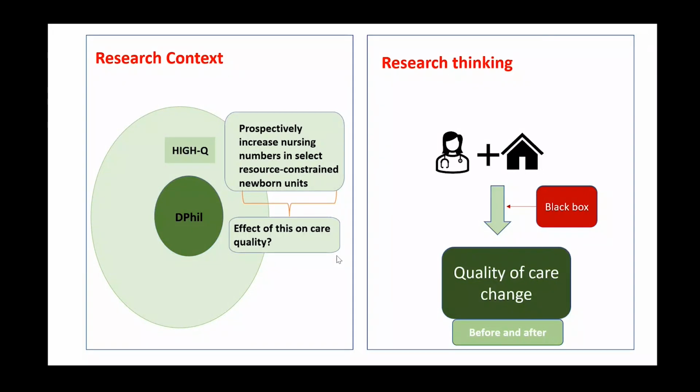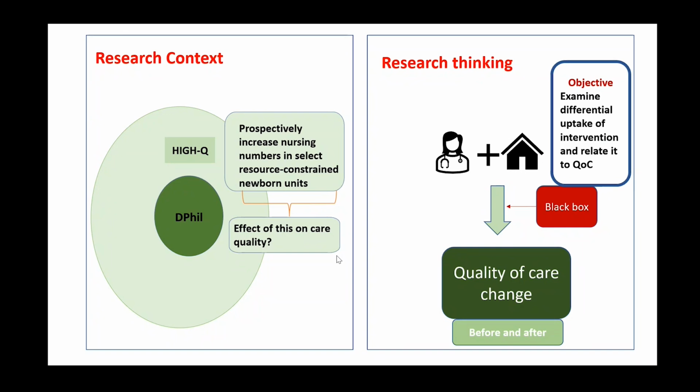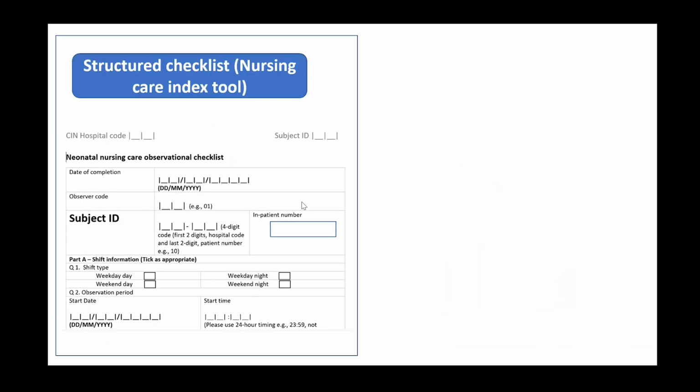But as Sebastian mentioned, there's that black box, and traditional research will tell you the intervention outcome, but not unpack that black box. So one of my secondary objectives is to look at how differential uptake of our intervention affects quality of care. So it's a way of explaining why the intervention will work or might not work. What I'll do in the next slide is show you a bit of the thinking before we move to fidelity.